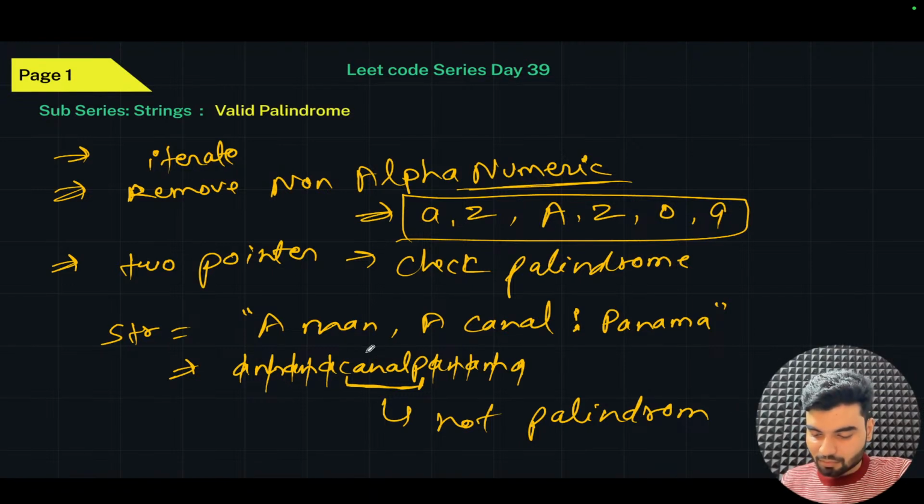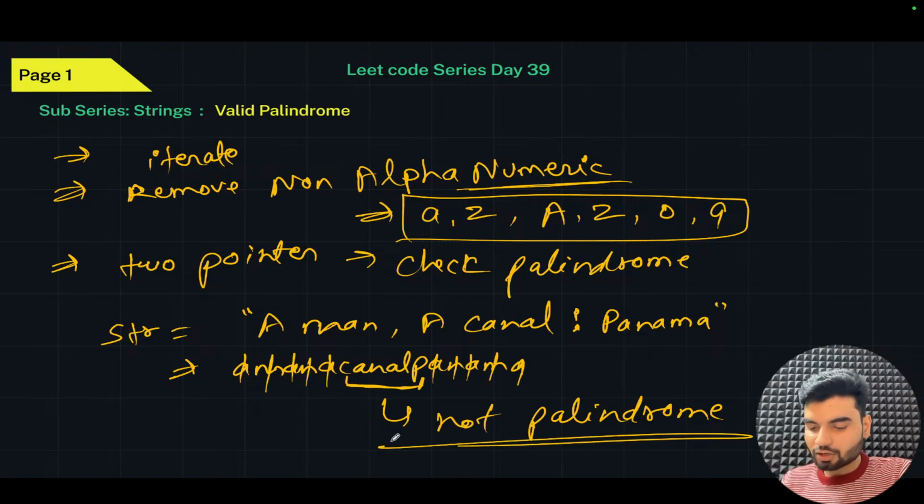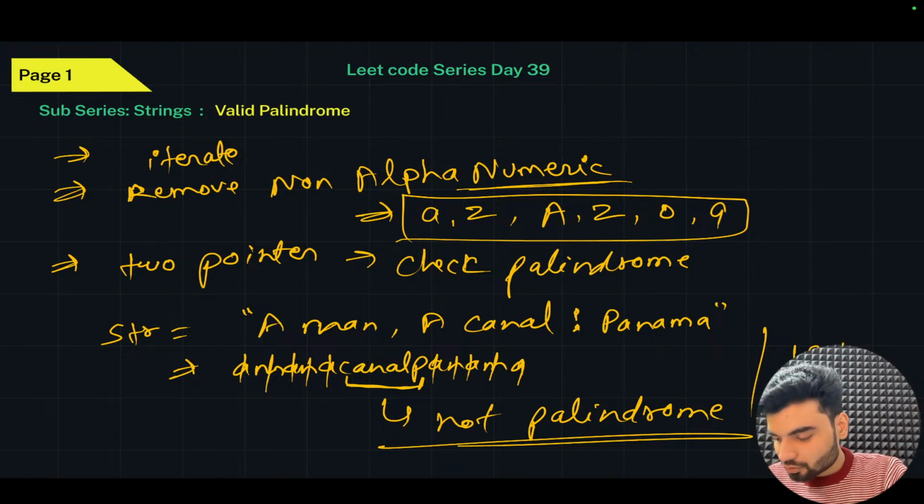In that case, it means a man, a plan, a kennel. That time probably this could be, right? This could be. So now this is not a palindrome, right? So that is a thing. But again, if you have something like 121, this is a palindrome.